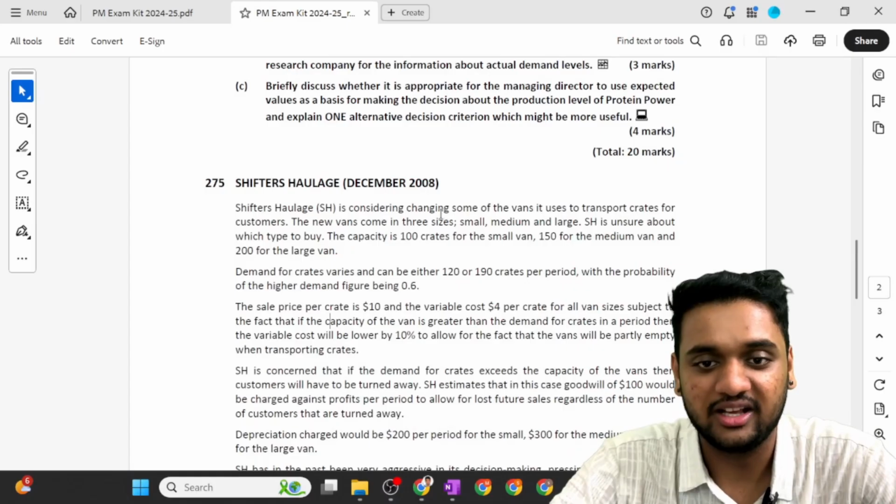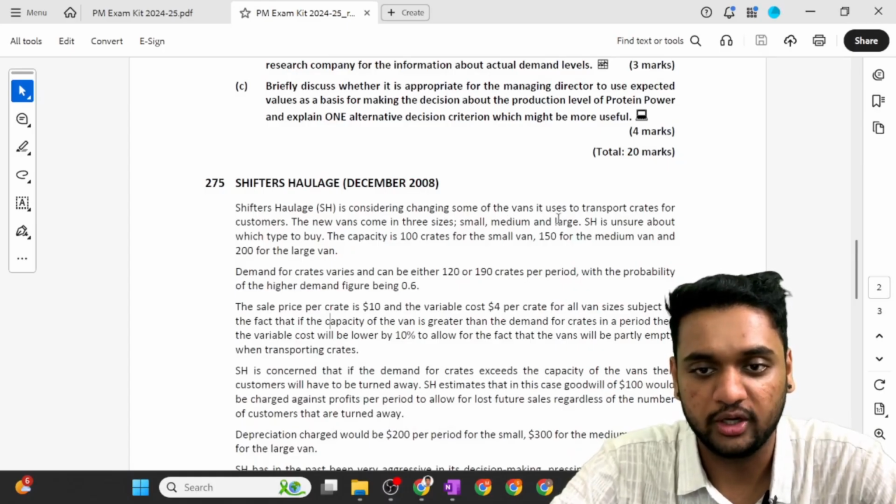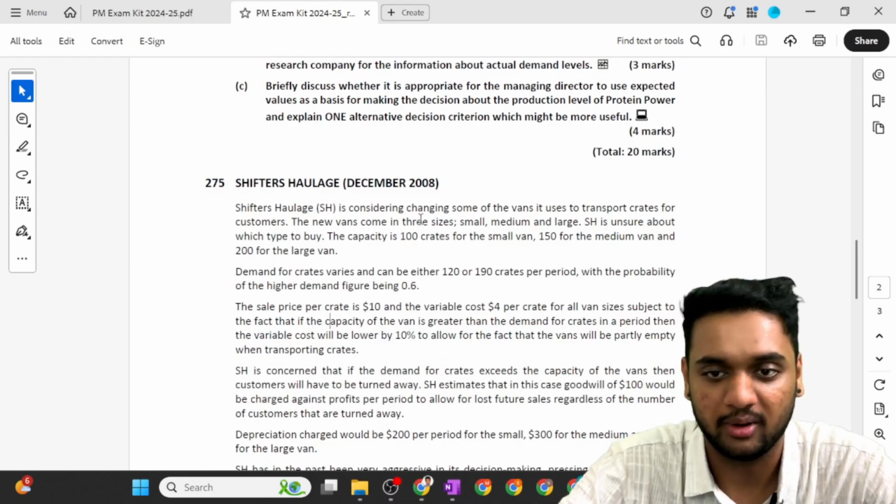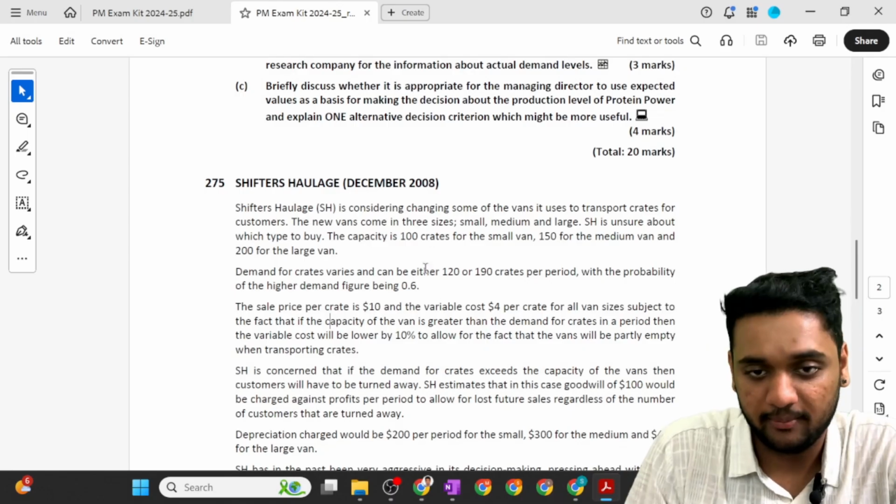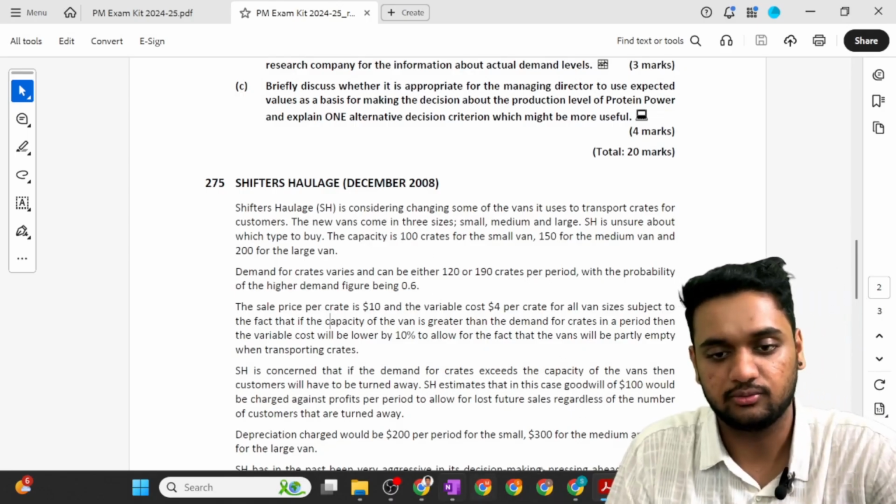A company is considering changing some of the vans it uses to transport crates. The new vans come in 3 sizes: small, medium, and large. They don't know which type of van to buy. Small vans.